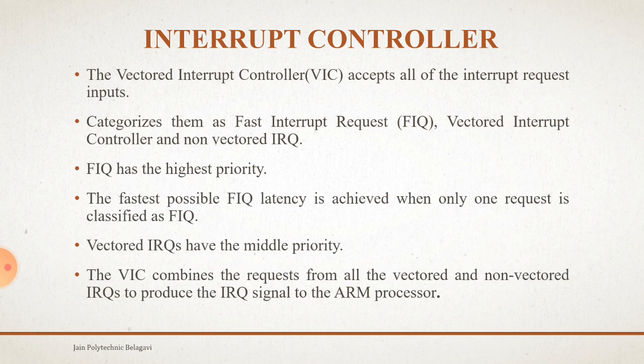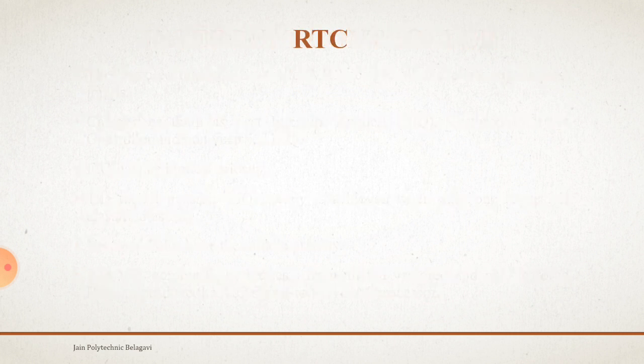The VIC combines the request from all the vectored and non-vectored interrupt requests to produce interrupt request signal, that is IRQ signal, to the ARM processor.